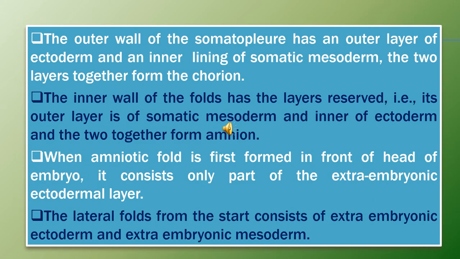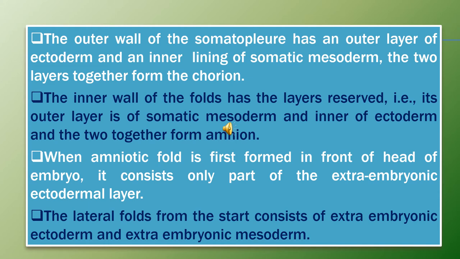The outer wall of the somatopleura has an outer layer of ectoderm and an inner lining of somatic mesoderm. The two layers together form the chorion. The inner wall of the fold has the layers reversed, that is, its outer layer is of somatic mesoderm and inner of ectoderm, and the two together form the amnion.